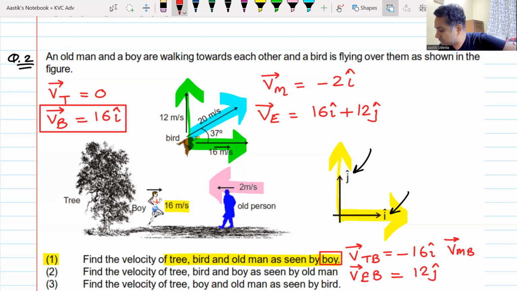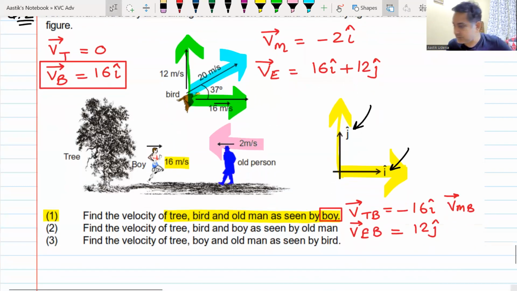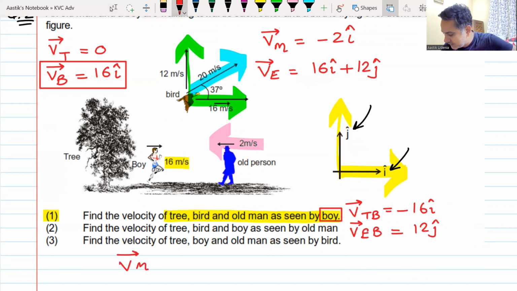Sir, V is not visible, sir. What, beta? V is not visible on screen, sir. Please scroll up, sir. Okay. Now can you see it now? Yes, sir. Okay, I'll just write it here. Can you see this now? Man with respect to boy.